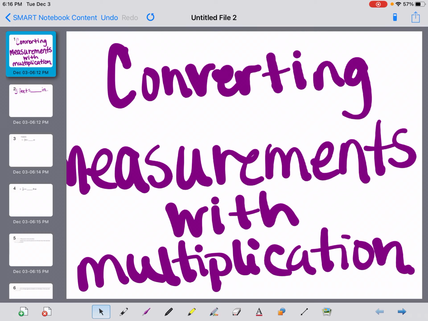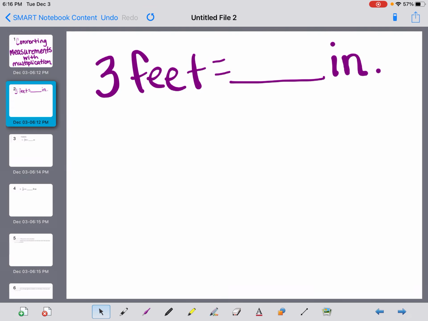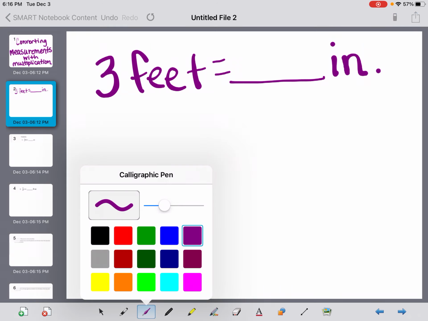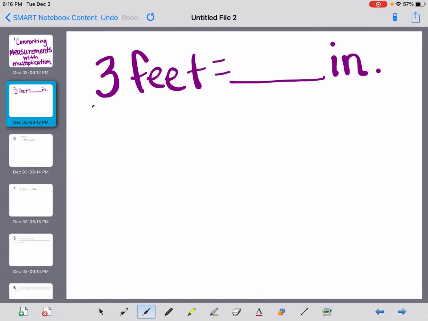All right, we are going to take a second to look at converting measurements when we are using multiplication. Earlier this year, we looked at how we could do this with just whole numbers. Remember how we broke down this process? We knew that the first thing we wanted to see when we changed 3 feet over to inches is to go ahead and take what we already know, and that is that we have 3 copies of 1 foot.